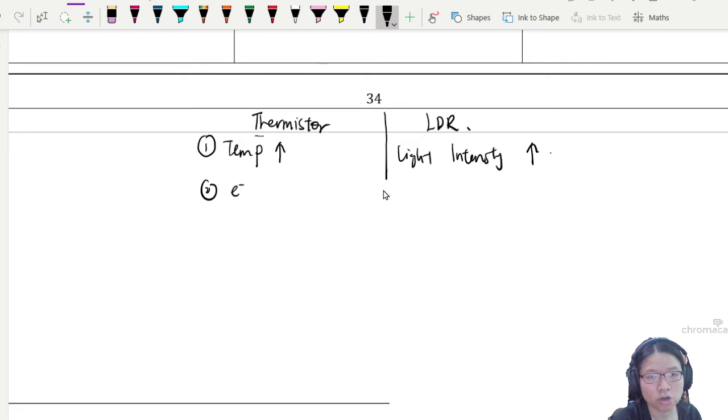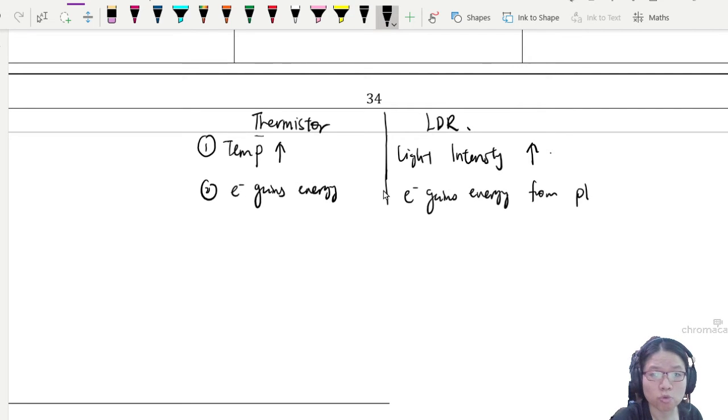Okay, so what happens now is number two. The electron gains energy. And the other one can be a bit more specific. Electron gains energy from the photons. All right. So if you're wondering where the electron gains energy from when temperature increases, this is from the lattice vibration. Okay, because when you heat something, they vibrate more. So the electrons will have more energy. But the effect is less pronounced than the LDR. Okay, so I guess we can say from lattice vibration.